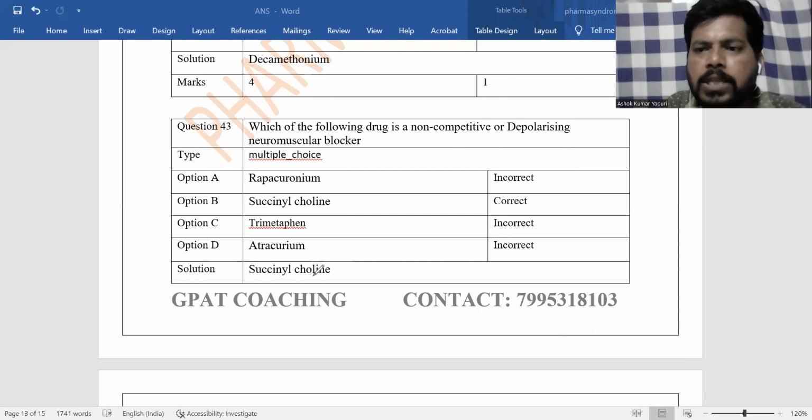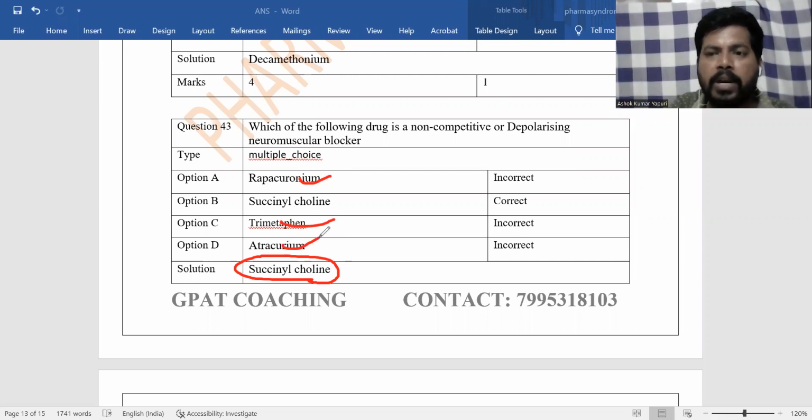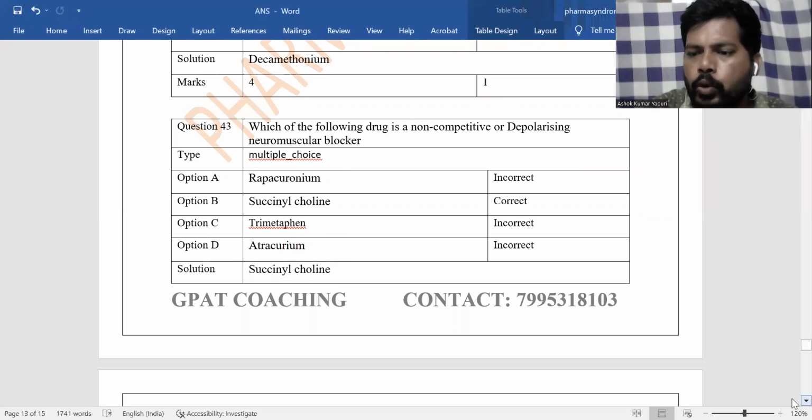Here, succinylcholine is a non-competitive or depolarizing blocker. The remaining are rapacuronium, trimethaphan, and atracurium. Trimethaphan is a ganglionic blocker. Rapacuronium and atracurium are both competitive or non-depolarizing neuromuscular blockers. And going to the next question.